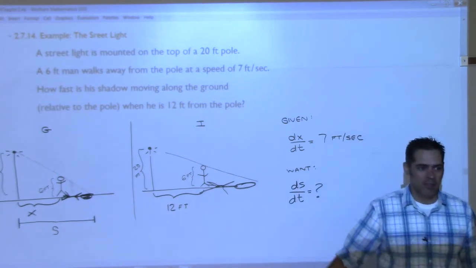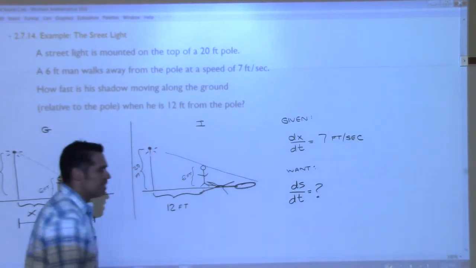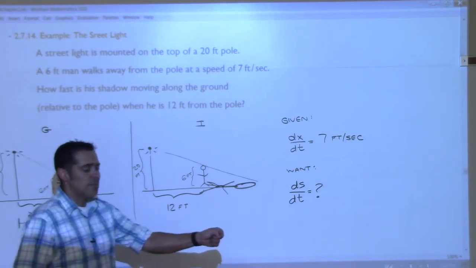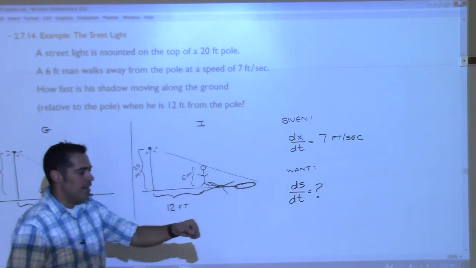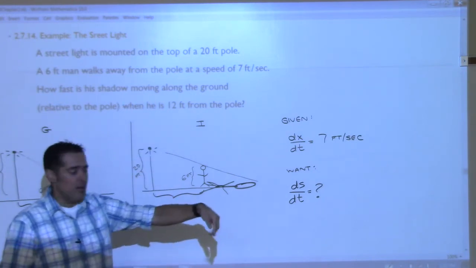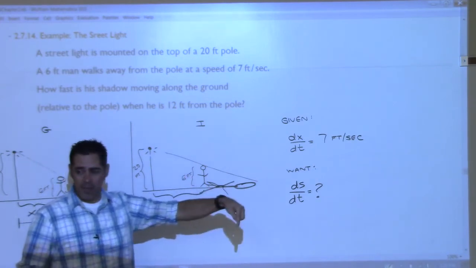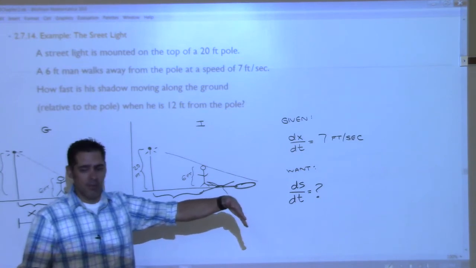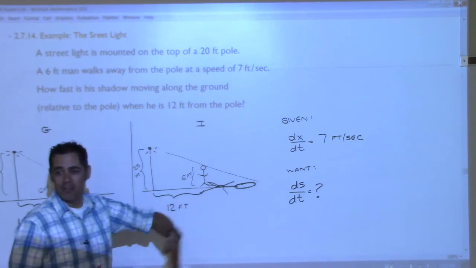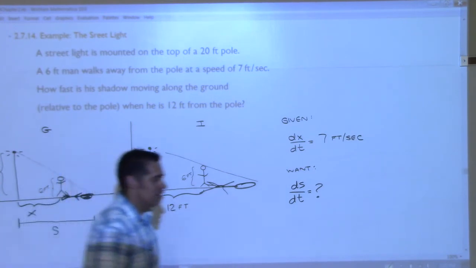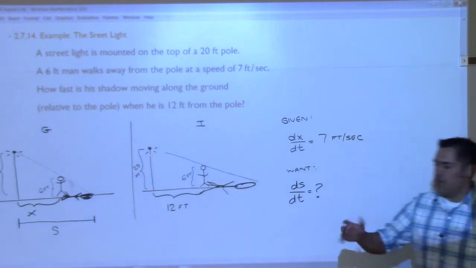What do you all think? How many of you think that as he walks at his constant 7 feet per second, the tip of his shadow starts to speed up and speed up and speed up? How many of y'all think that? Okay. How many of you think that as he moves at 7 feet per second, the tip of his shadow is moving also at a constant rate? Do you think it's 7 feet per second or something different? You think it's different? Okay. Anyone think that the shadow is slowing down? No? Okay. All right, good. We're about to see what happens. I think this is a good example.